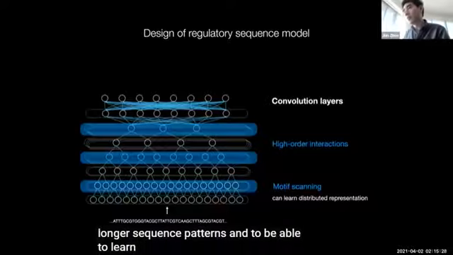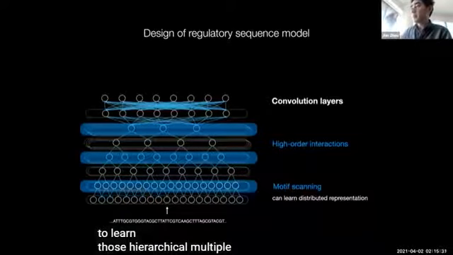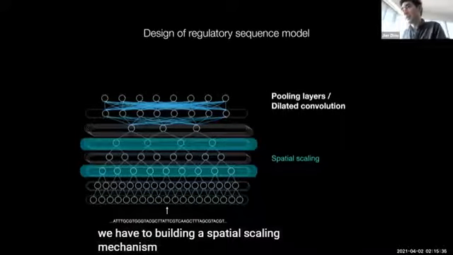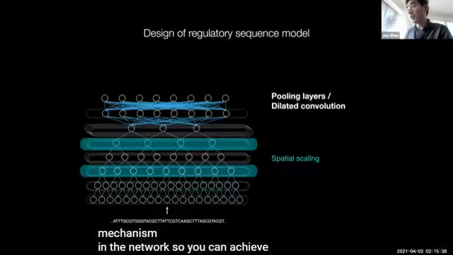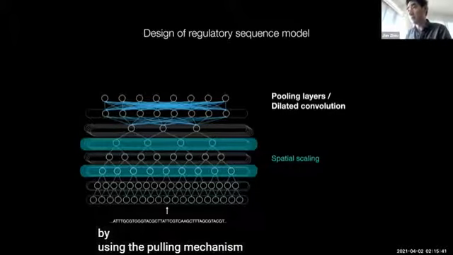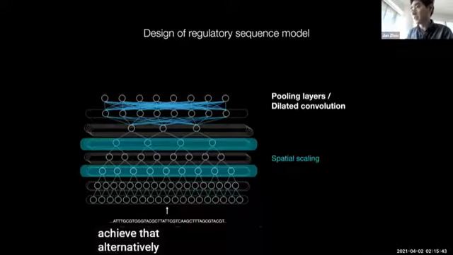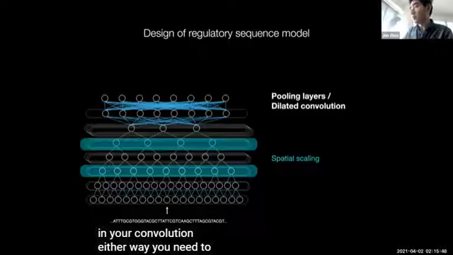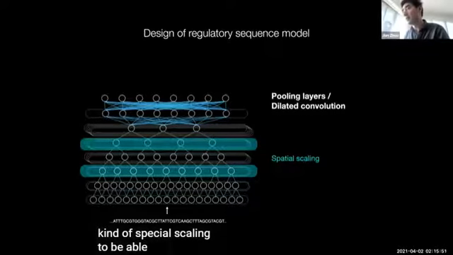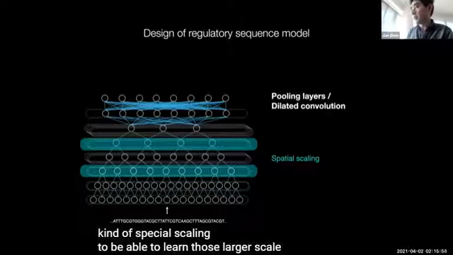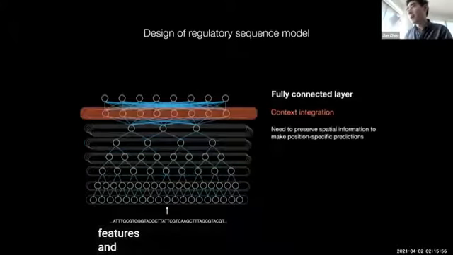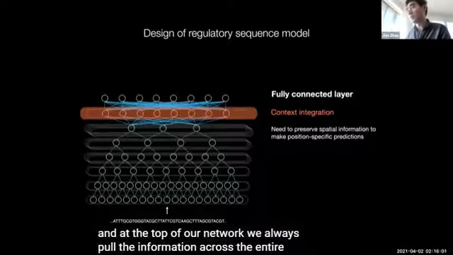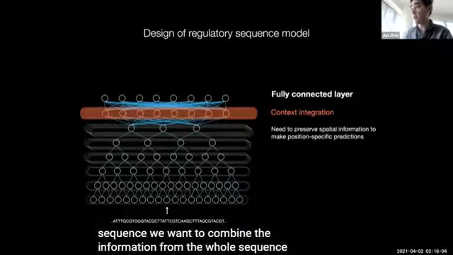To be able to learn those hierarchical, multiple levels of features, we have to build in a spatial scaling mechanism in the network. You can achieve that by using a pooling mechanism, or alternatively by introducing dilations in your convolution. Either way, you need some kind of spatial scaling to learn those larger scale features. And at the top, our network will always pool the information across the entire sequence. We want to combine the information from the whole sequence.